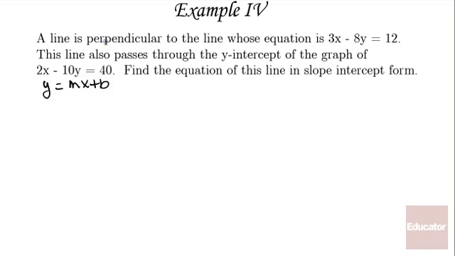First, I know that the line I'm looking for is perpendicular to a line with this equation. So I know that the slope of the line I'm looking for is going to be the negative reciprocal of this slope. In order to find this slope, I have to put this equation into slope-intercept form.